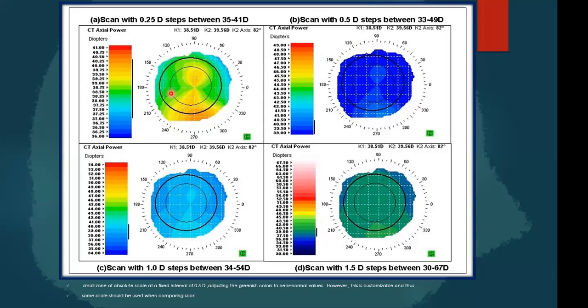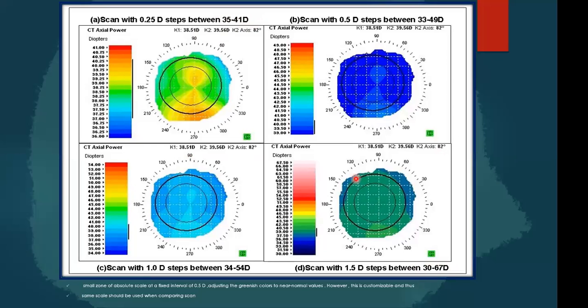And what is happening between A, B, C, and D is the steps are increasing. So this is 0.25 steps. Step means the difference between any two colors on this scale. So this is 0.25, this is 0.5, this is 1 diopter, and this is 1.5 diopter. We have this facility to actually change the step. So when the step is increasing, you see that the range is increasing. This is 35 to 41, whereas this becomes 30 to 67.